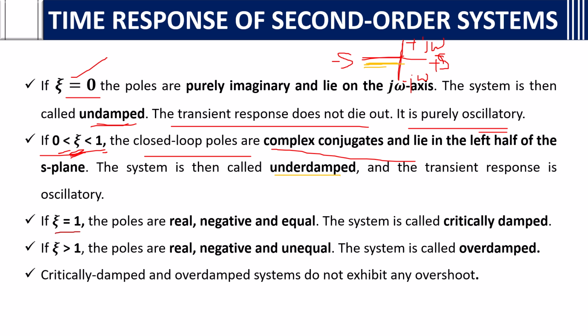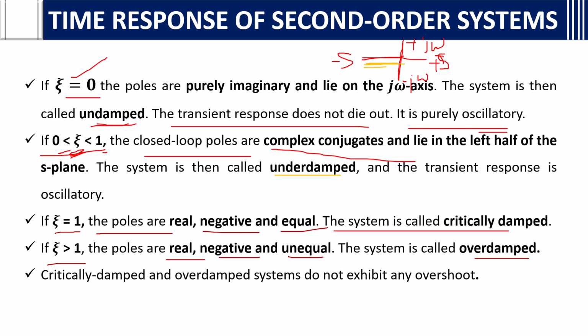If xi equals 1, the poles are real, negative, and equal. The system is called critically damped, because it is just reaching 1. If xi is more than 1, the poles are again real and negative, but they are unequal, and the system is called overdamped. More than 1 is overdamped, equal to 1 is critically damped, between 0 and 1 is underdamped, and if it is 0, the poles are purely imaginary and the system is undamped.